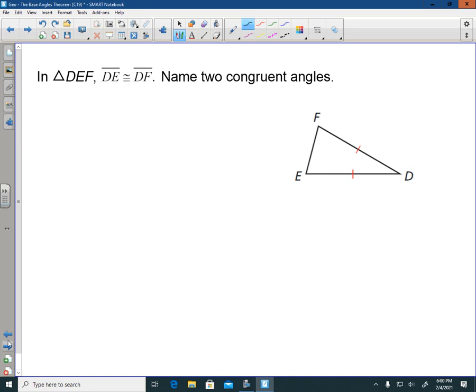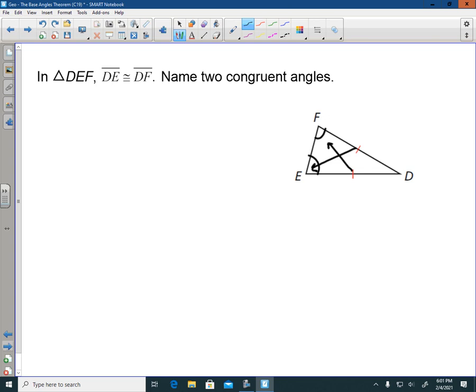In triangle DEF, side DE is congruent to side DF, and those are marked. And then it asks us to name two congruent angles. Well, this is like the first time that we've talked about how if you know something about sides, you can know something about angles. Specifically, this is an isosceles triangle. And the base angles theorem tells us that if a triangle is isosceles, then the base angles are congruent. And so the base angles are the ones that are across from these congruent sides. So that angle there is congruent to that angle there.